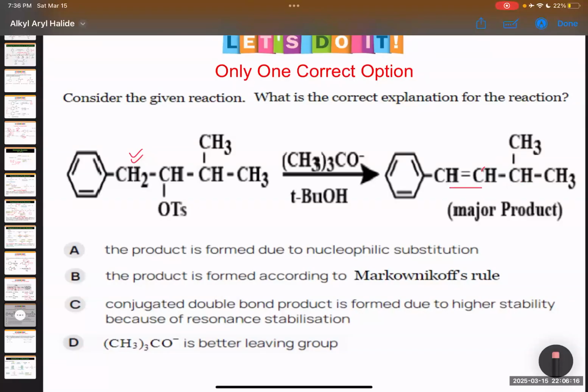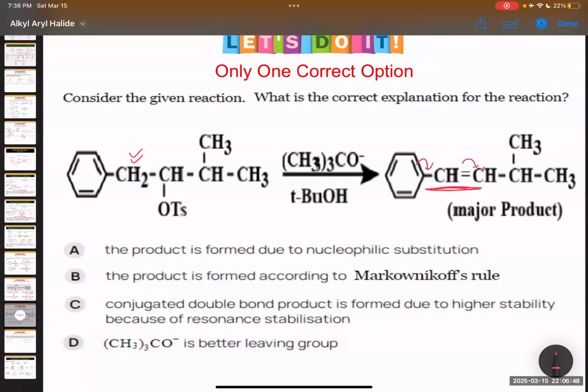What could be the reason? The reason is that the presence of benzene is more important than the number of alkyl groups. If there is a benzene, you should make the double bond on the side on which the benzene is present, because this double bond is going to participate in resonance and will make the alkene stable.